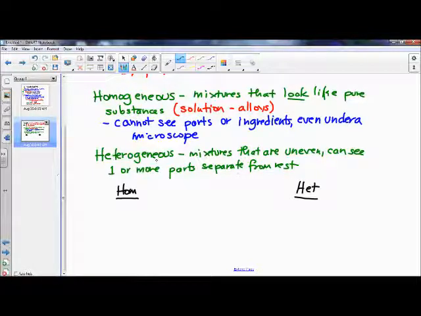Now, most things that we encounter in our everyday life, food, cleaning products, hygiene, cosmetics, most of these things are mixtures. We do occasionally encounter some elements. Say, for example, if you have a magnet, most magnets are made of some type of pure metal that's magnetic. But just about everything else is a mixture.